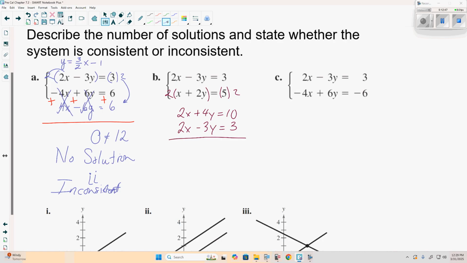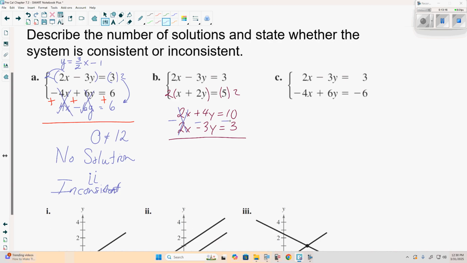This time, would we add or subtract? So let's add. 2x plus 2x is, so we're wanting it to eliminate out, yes? Okay, so adding didn't work. Let's try subtracting and see what happens. 2x minus 2x, 0. Is that what we wanted? Yeah. So that cancels out, which means we're going to subtract the whole thing.